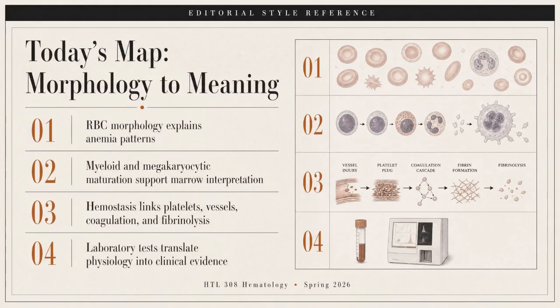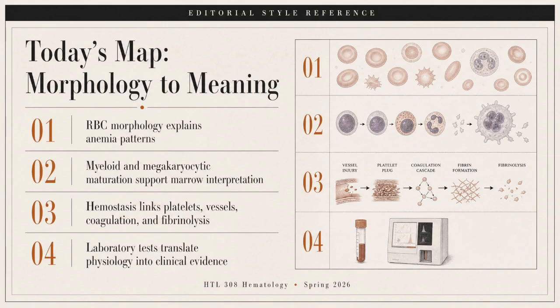Today, we're mapping out our journey through hematology, moving from what we see to what it means. We'll start with red blood cells, as their changes often provide the first visual clues to disease. Then, we'll move into white cell and platelet production, understanding how these cells develop in the bone marrow. The second half of the lecture focuses on hemostasis, which is a coordinated sequence involving vessels, platelets, and clotting factors. Finally, we'll connect all this physiology to laboratory testing.